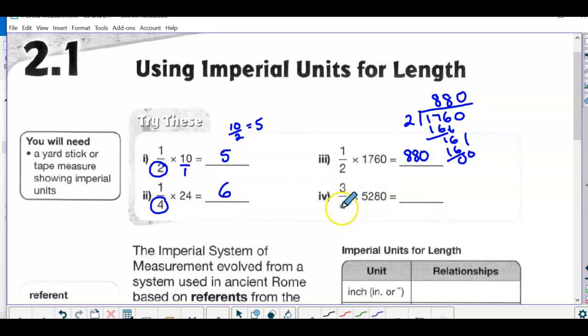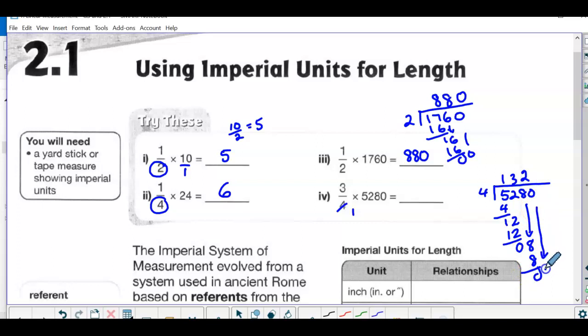Try without a calculator. You want to divide 5,280 by 4. So when you do that, you can just do that on the side. 5,280. It goes in once. Down the 2. Goes in 3 times. Down the 8, that goes in twice. Down the 0, and that's 0. Okay, so 1,320 is this, and then you want to multiply by 3.